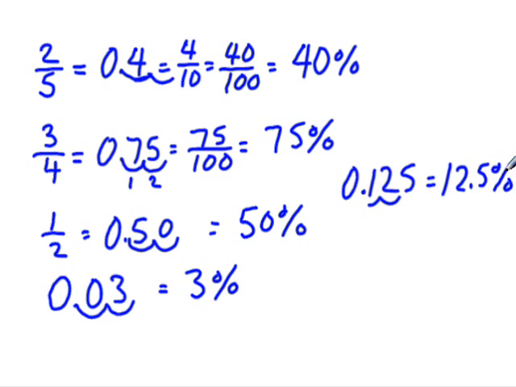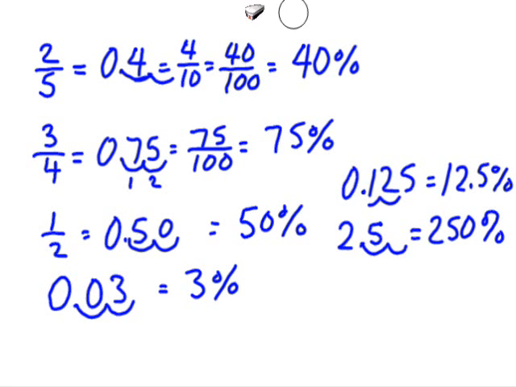Sometimes percents are more than 100. So if we have a decimal such as 2.5, move the decimal point over 2 places to the right, and we get a percent of 250%.